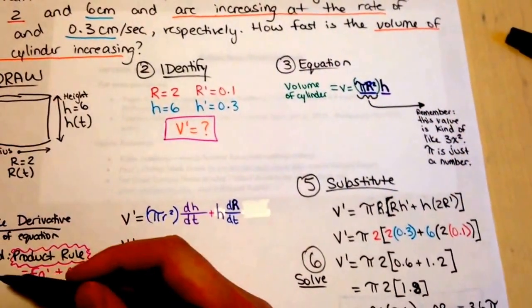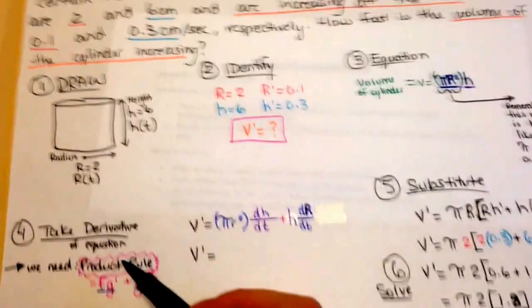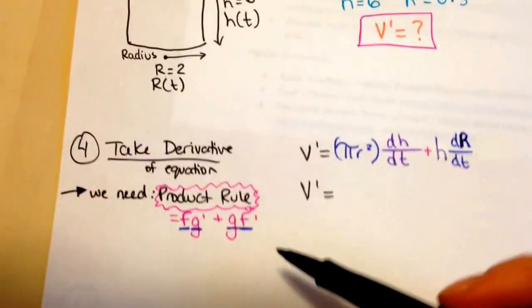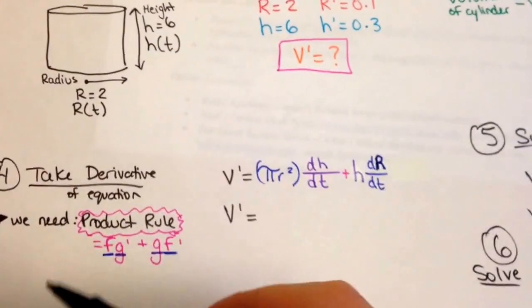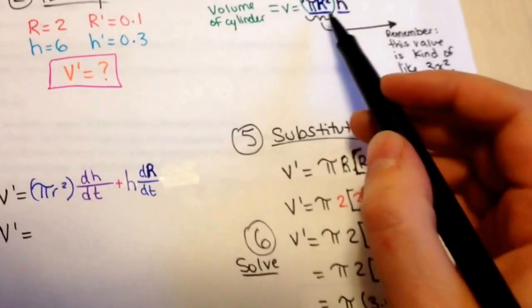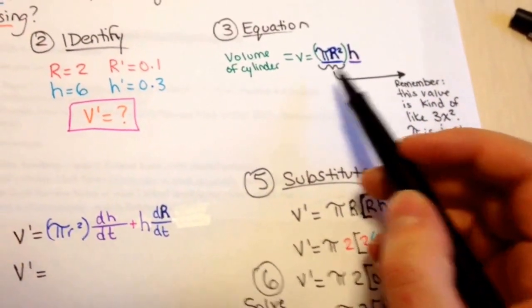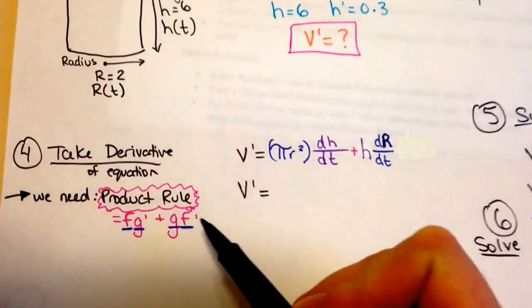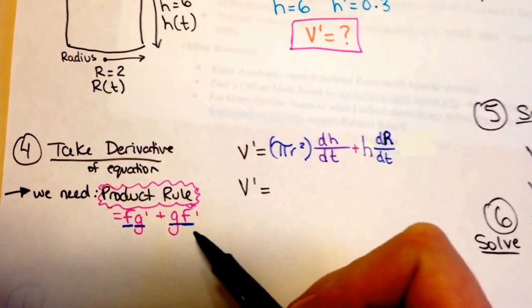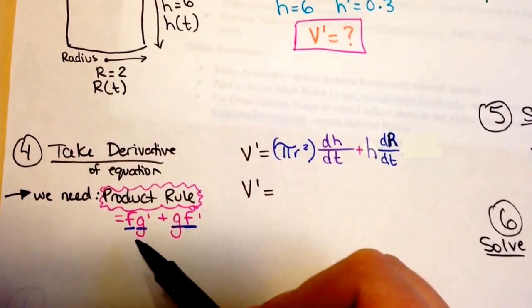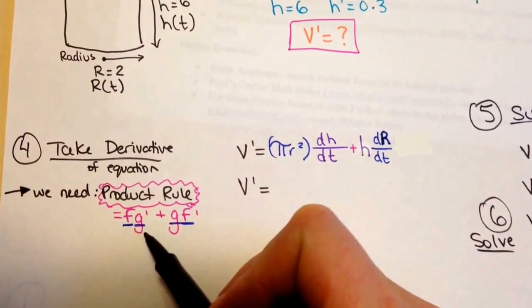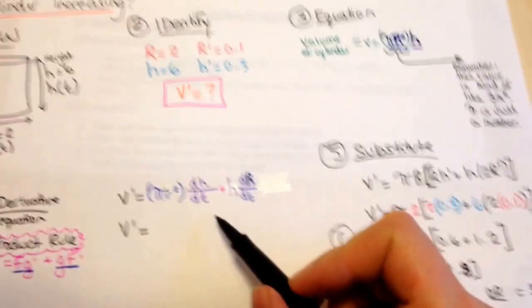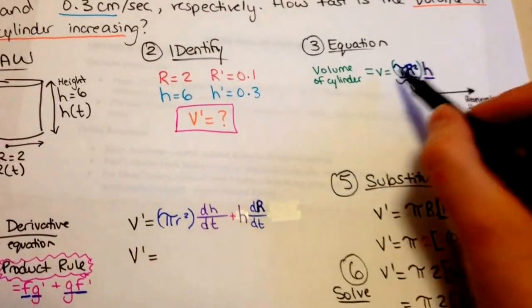The fourth step is to take the derivative of the equation. In order to take the derivative of this equation, we have to notice that we have to use the product rule. The product rule is f times g prime plus g times f prime. That is the general format. I've color-coded it so that f is blue and g is purple. Here, I'm going to start to find the derivative of this equation up here.